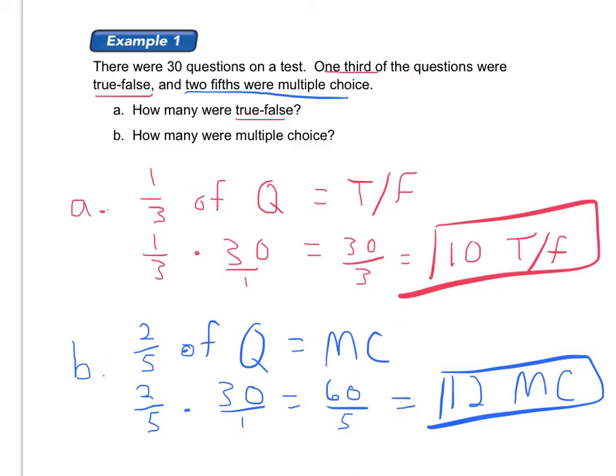Again, you could have cross-canceled here. Now some of you might be saying, well, Mr. Ayers, there's 30 total questions. If 10 are true-false, and 12 are multiple choice, that's only 22 questions.